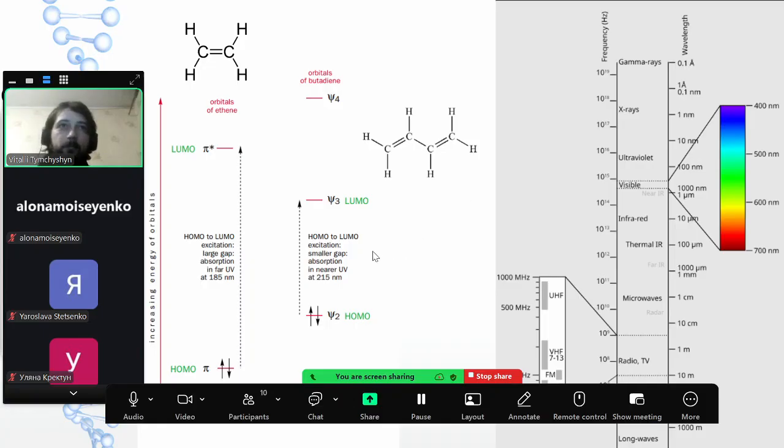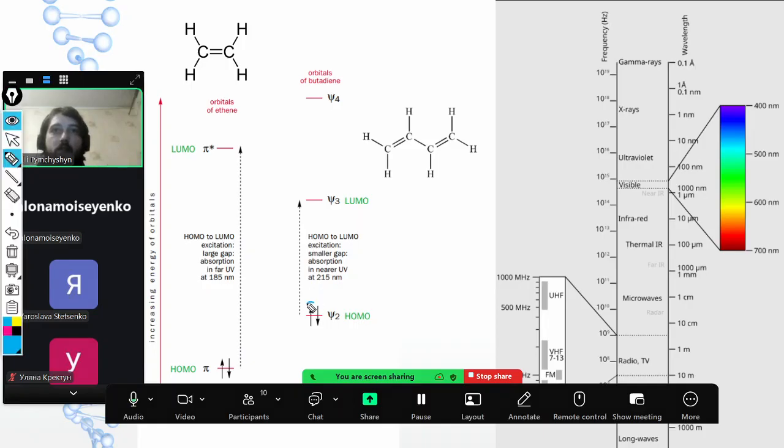Yep. So this is the highest occupied molecular orbital. This is the lowest unoccupied molecular orbital. When a photon comes, it takes an electron from the highest occupied molecular orbital and transports it to the lowest unoccupied molecular orbital. So this way, a molecule may absorb a photon.